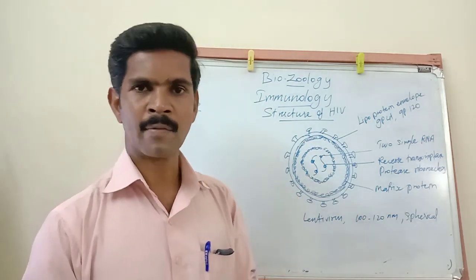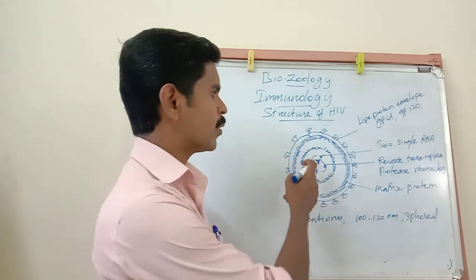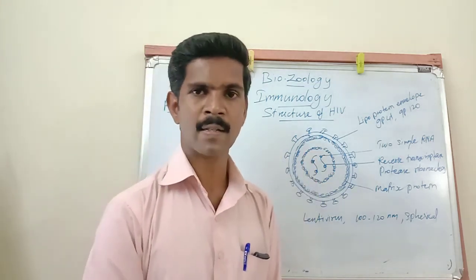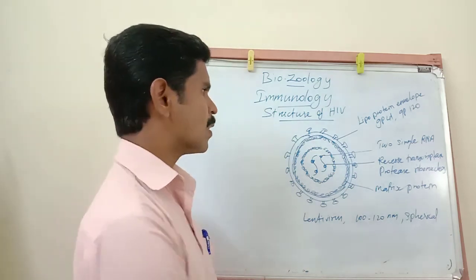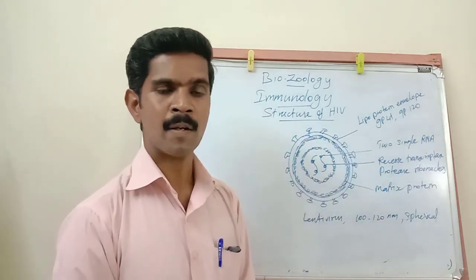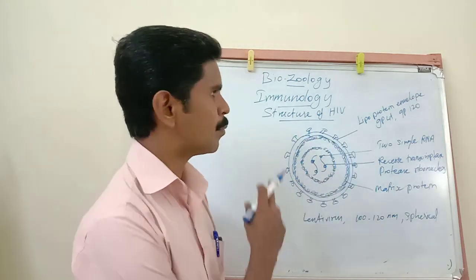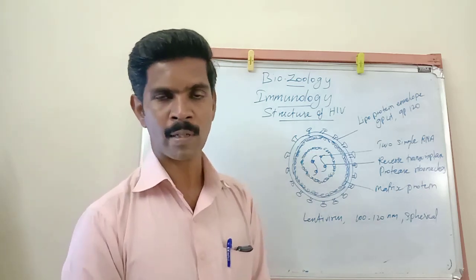Like all the other viruses, in the HIV virus also, in the center region, the core nucleus is present. Then the outer surface of this HIV virus is covered with an envelope. The name of this envelope is lipoprotein envelope.